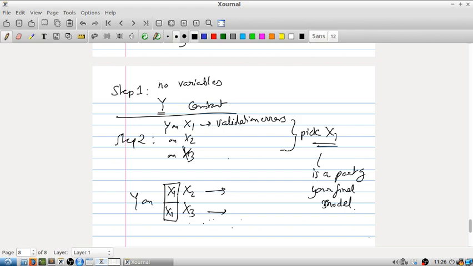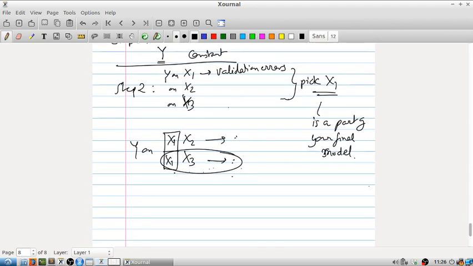So when I say y on something, all I'm saying is build a linear regression model with y as the dependent variable, or the output variable, and x1 and x2 as the independent variables. So you get a validation error, two numbers here. Pick whichever is the lowest, let's say x1 and x3. And that's it. After this, the only other option is x2. So how is this different from what I said earlier, considering every subset?